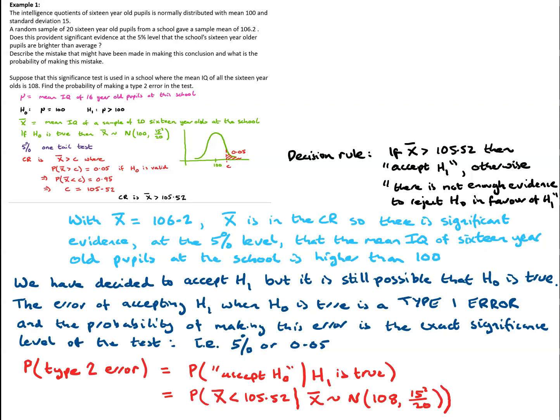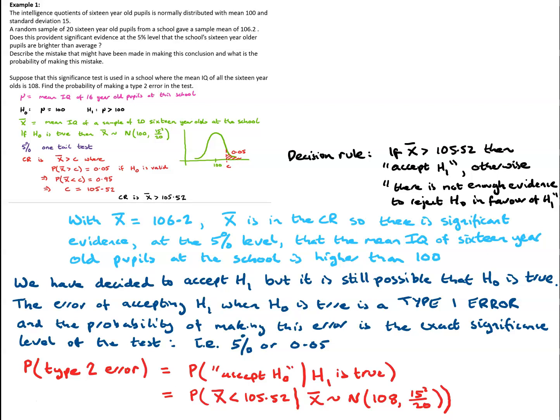Now what have they told me? They've told me that the alternative hypothesis is true because the mean IQ in this second school is 108. And that means that the distribution of the sample mean is not normal with a mean of 100 and a variance of 15 squared over 20. It's actually got a distribution which is normal with mean of 108 and a variance of 15 squared over 20.